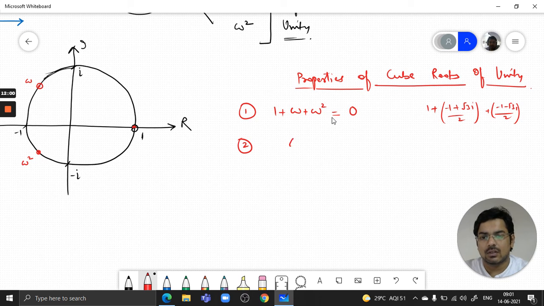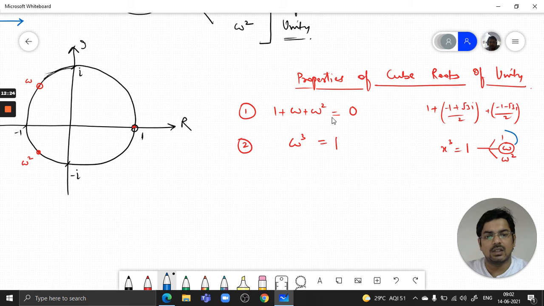Next thing is, if I ask you what will be omega cube, you can easily say that this will be equal to 1. Why? Because we have the polynomial, we have the equation से x cube equal to 1. अगर ओमेगा इस इक्वेशन का एक रूट है तो वो रूट इस इक्वेशन को सेटिस्फाई करेगा. तो अगर ओमेगा इस इक्वेशन को सेटिस्फाई करता है तो ओमेगा क्यूब क्या होगा? 1. Similarly, if I ask you what will be omega 6, you can easily say that this will be equal to 1.